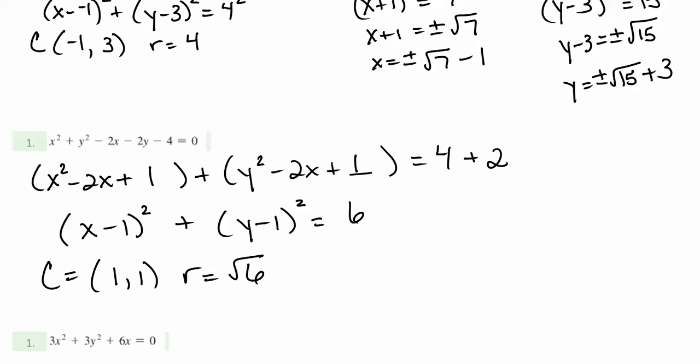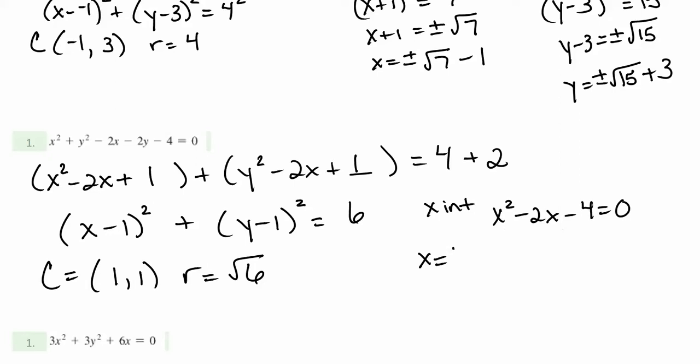Now, to find the x-intercept, we will plug 0 in for y. So I'll just do that right here. Your x-intercept is going to be, you plug 0 in for y, so it's going to be x squared plus 0 squared, which is just 0, minus 2x, minus 2 times 0, which is 0, minus 4 equals 0. This does not factor, so you want to use the quadratic formula.